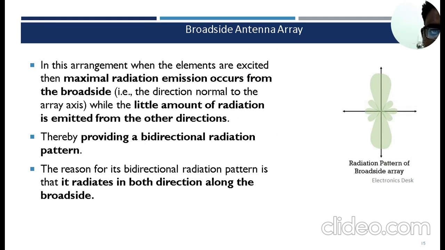In this broadside arrangement, when the elements are excited, the maximum radiation occurs at broadside, while a little amount of radiation is emitted at the other sides. In broadside, we see both the major lobe and small side lobes. They provide bidirectional radiation on both sides. The reason for bidirectionality is that it radiates in both directions along the broadside.